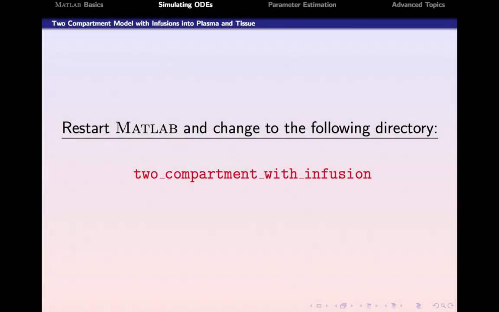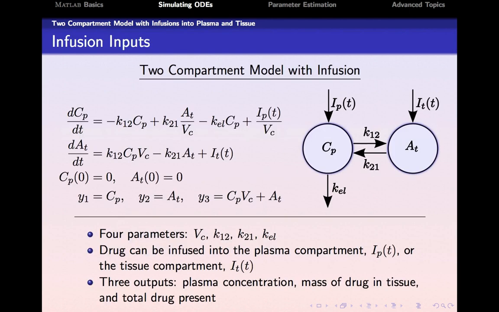So I'd ask that you restart MATLAB and change into this directory, _compartment_with_infusion. So what we're going to do now is, starting with the two-compartment model with the bolus, we're going to discuss how we modify that example in order to add an infusion. And then we're going to discuss how we modify that example in order to add constant information, and also how to modify that example in order to add time-varying information.